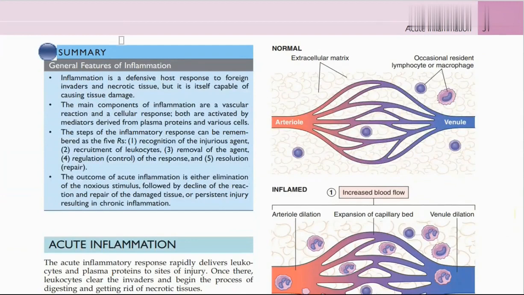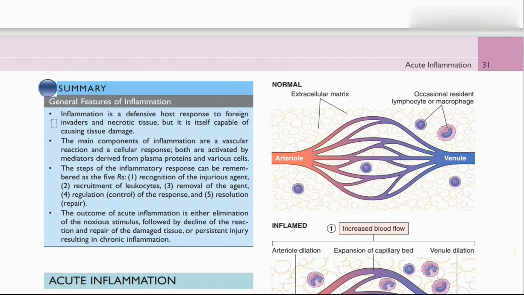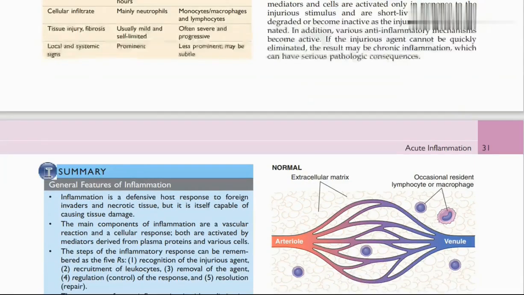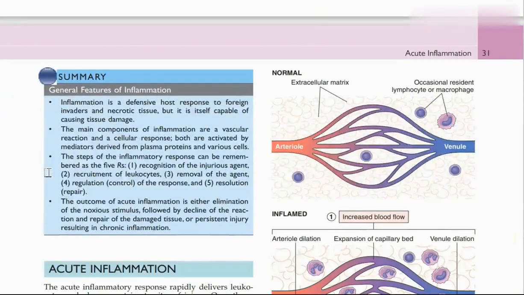So, in the summary, we have one different point that is not mentioned previously, that is the steps of the inflammatory response. So what are the steps of the inflammatory response? How many steps are there? Here are written the 5 steps of the inflammatory response. That is, the first step is the recognition of the injurious agents. So recognition of injurious agents is important as it will help us know how much inflammatory reaction is required.